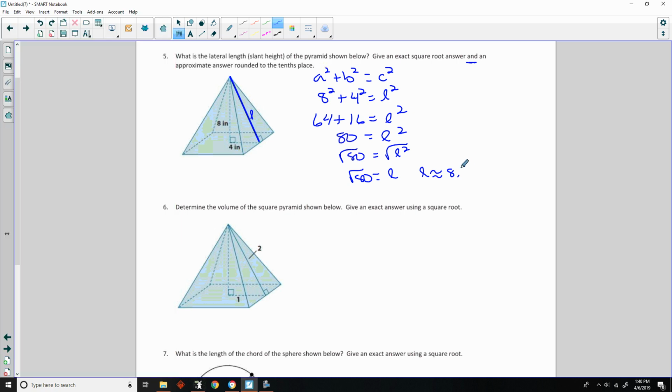It is 8.9. So the answer is exactly L equals the square root of 80, which is an approximation of 8.9. And I didn't finish. Inches. And that's square root of 80 inches.